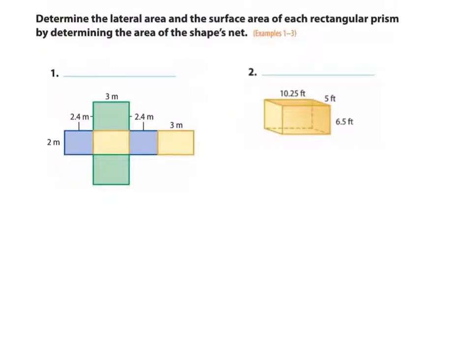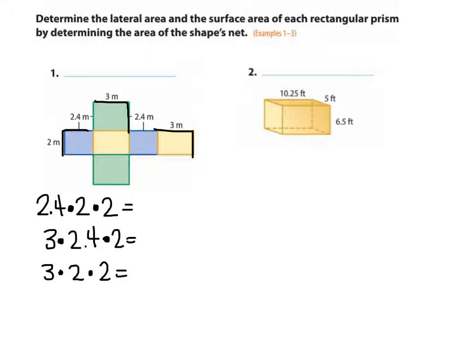Here are your try-it-yourselfs. Determine the lateral area and the surface area of each rectangular prism by determining the area of the shape's net. Pause the video, work them out, and come back and check and see how you did. Our first problem. What I have done is I've gone through and laid out the different color pieces. So the first one I started off with is the blue. 2.4 times 2, and then times 2 because there's 2 blues.